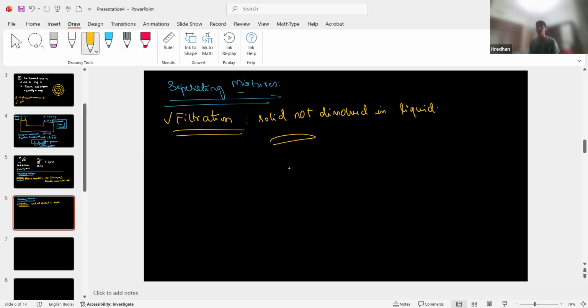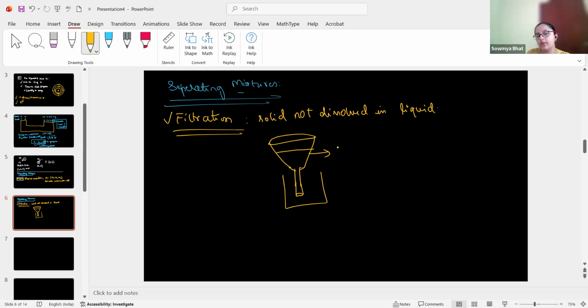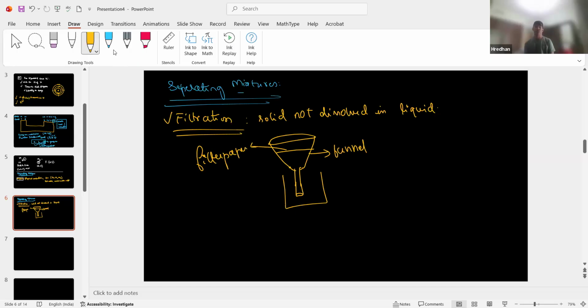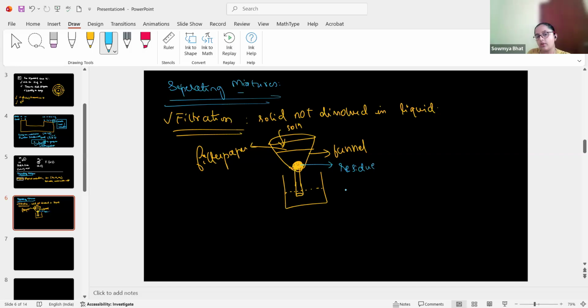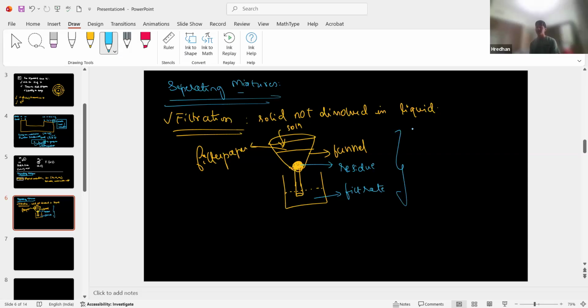So you take a funnel, you place a filter paper inside, and you pour the solution. Anything that is not soluble, which is not dissolved, settles here. The rest all goes through. Whatever is there over here is called the residue. This is called the filtrate. So the residue just rests on top of the filter paper and the filtrate just passes through.